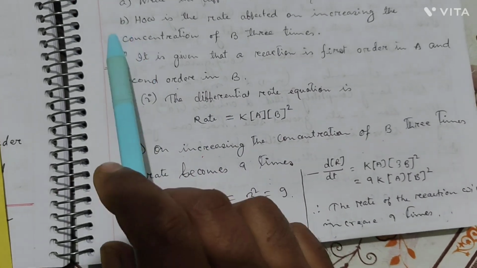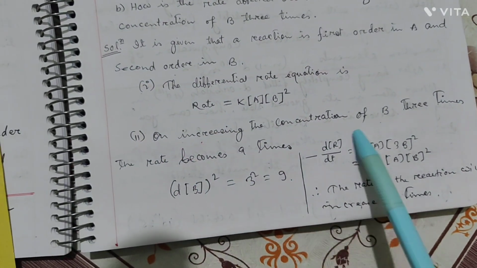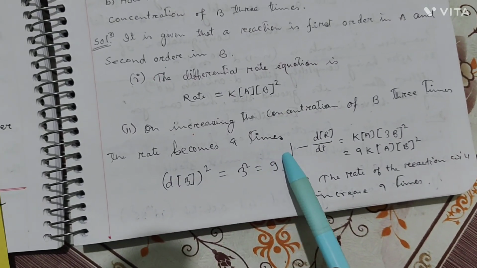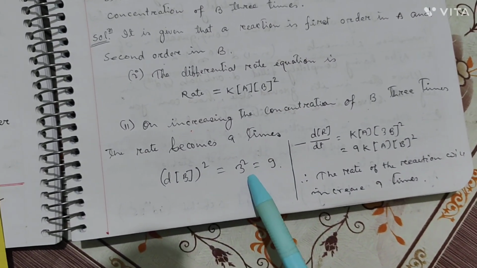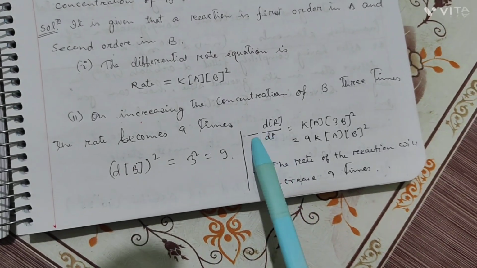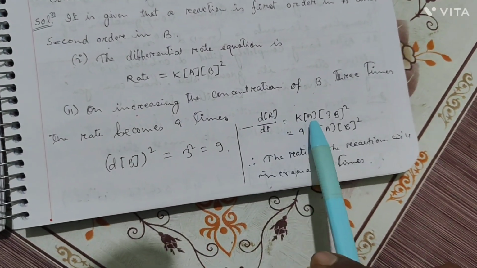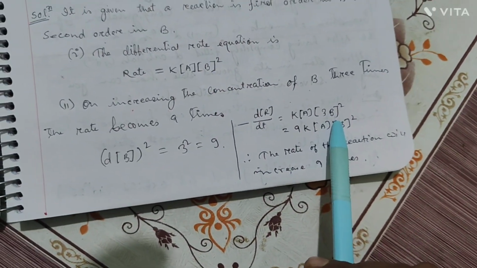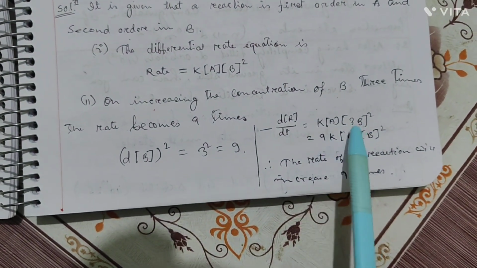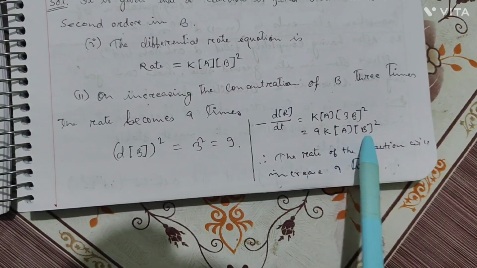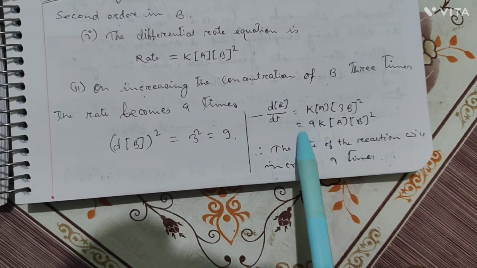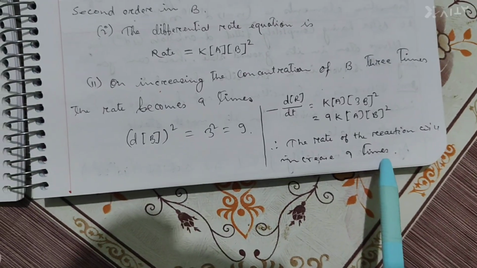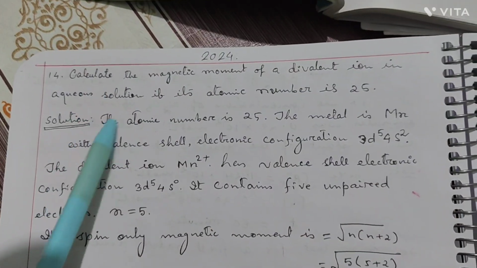Next, come to the second question, that is B. On increasing the concentration of B 3 times, the rate becomes 9 times. Why does it become 9 times? As we know, the rate equation dr/dt = k [A][B]². Concentration of B becomes 3B, whole squared, is 3² = 9, so 9k[A][B]². 9 times increases. The rate of the reaction will increase 9 times. This is the answer. Question number 14.